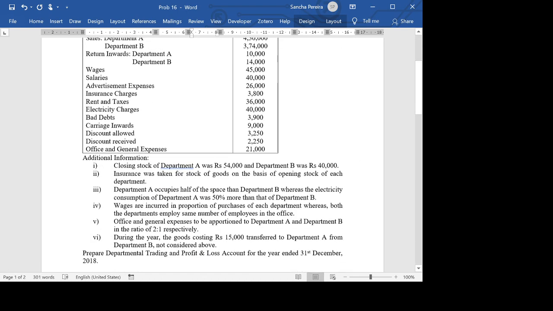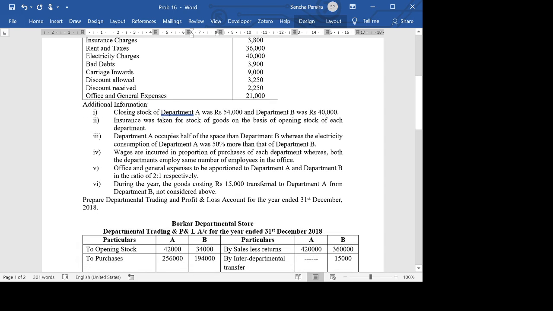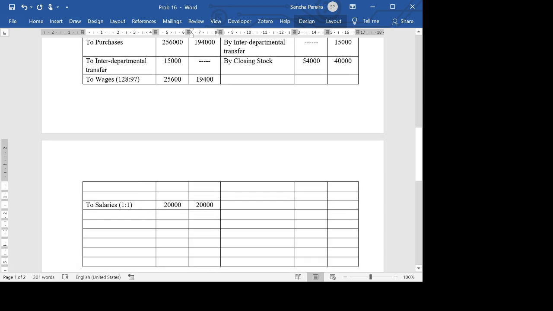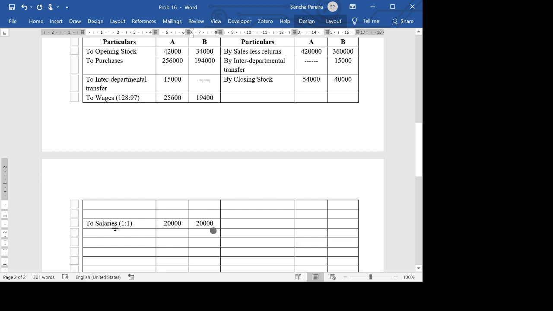Then there is advertisement expenses. What has been said about this? Closing stock, Department A occupies half. This is about rent and electricity, insurance, wages, office and general. Nothing has been said about advertisement. So advertisement, as usual, we are going to take based on sales, because they've not told us how to divide it. And we know that advertisement can be taken on the basis of sales. So it's always net sales.